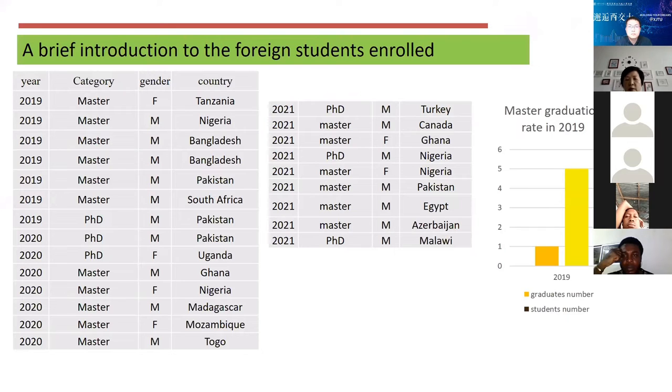And we hope after the struggle with the coronavirus, the campus will reopen and the university will welcome more international students to come and join us. And this is the master graduation rate in 2019, still not too high.